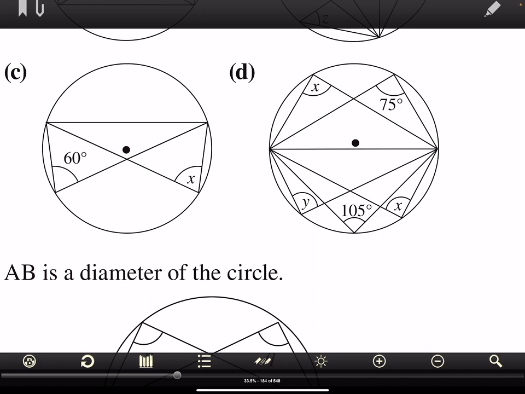Angles extending from minor segment. What else do I have going from there? Does it start at the same place? Yes. Does it end at the same place? Yes. So, 105, 105. Nothing changes. Angles in the same major segment. Easy peasy.